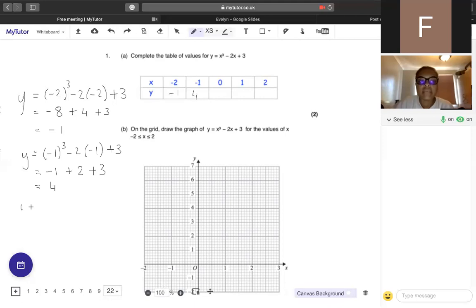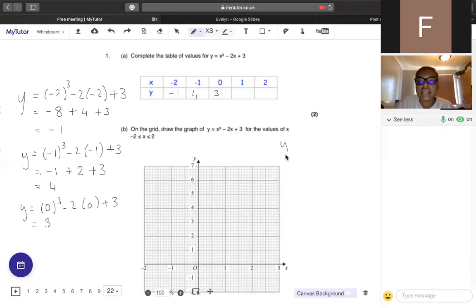So we can do the same thing for 0 cubed minus 2 multiplied by 0 plus 3. So 0 cubed is just 0, then minus 2 multiplied by 0 is 0, and then add 3. So 3 would be our answer for this one.